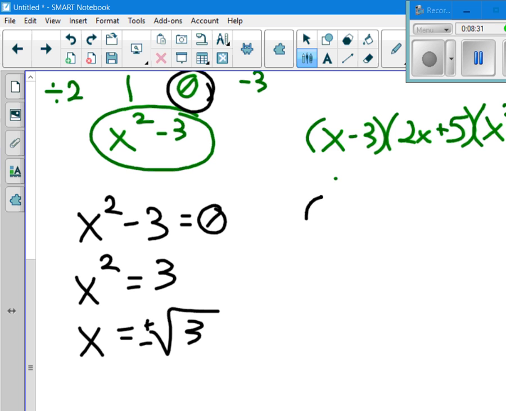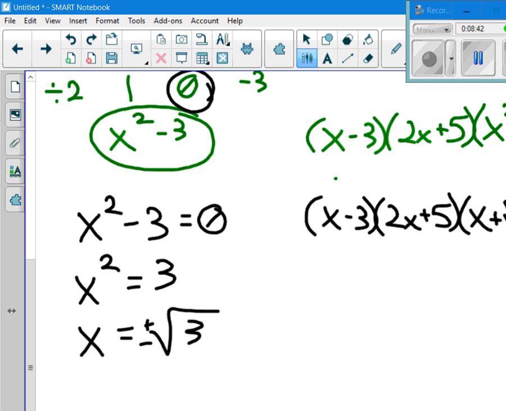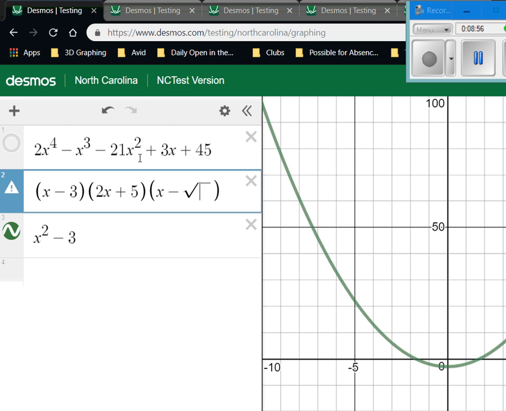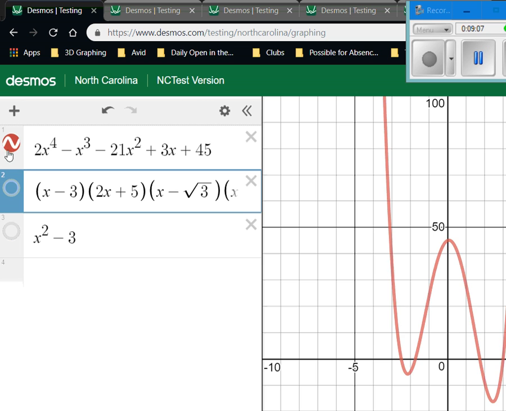So if I expand this one completely, then I get x plus square root of 3 and x minus square root of 3. So now I want to check it. I'm going to go back up here. X minus square root of 3, and x plus square root of 3. And there's my original, there's my new graph, and so this one is completely factored.